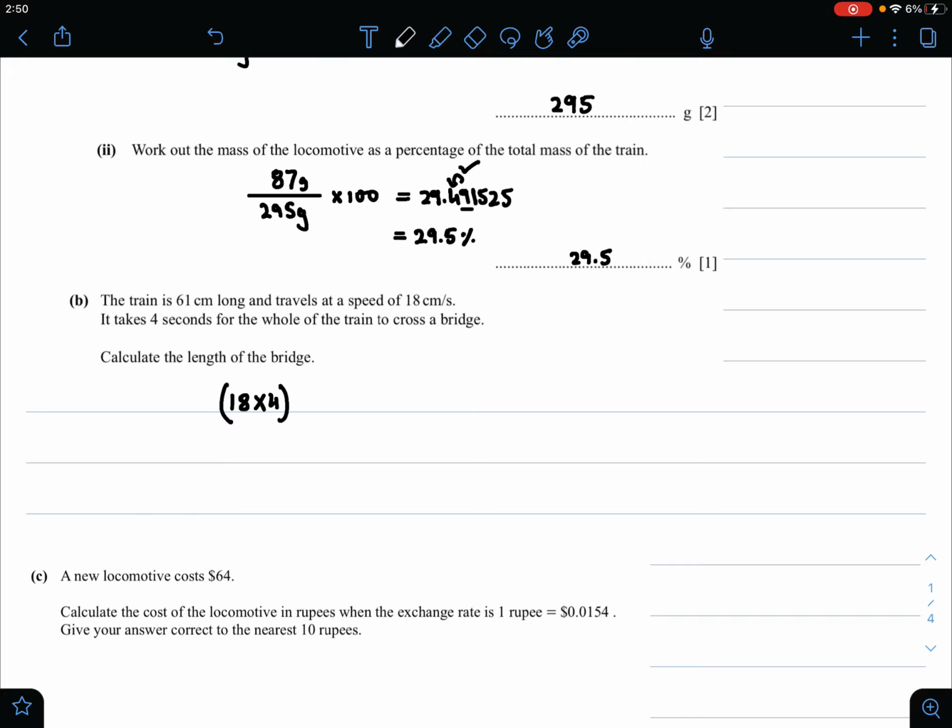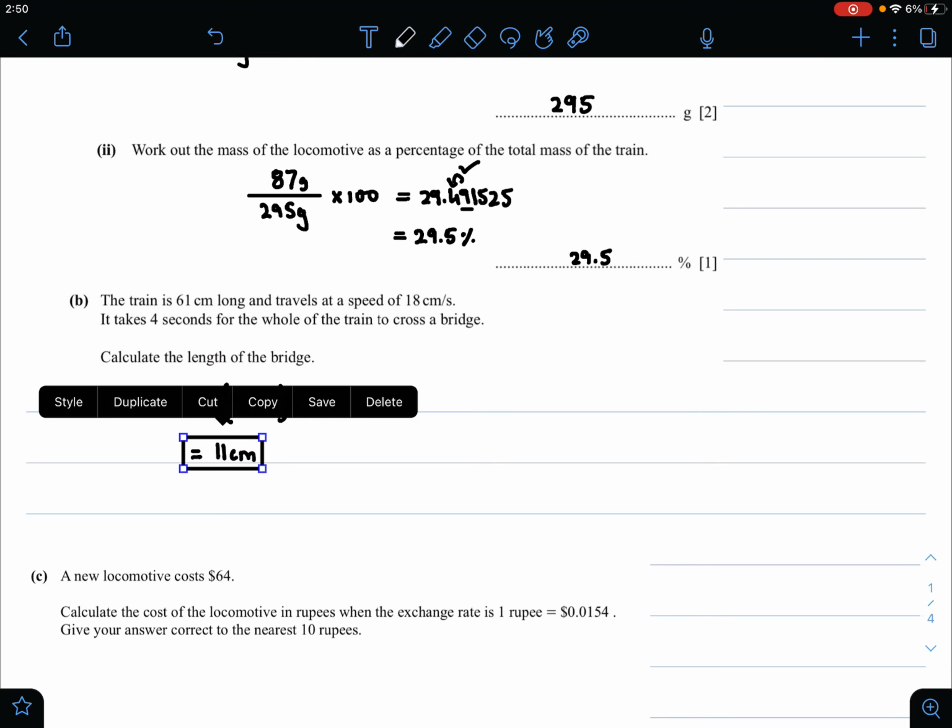Now this would be the length of the bridge plus the train, because we are using the speed of the train and we are using the amount of time the train takes to cross the bridge. Therefore we have to minus the length of the train from this entire distance to calculate the length of the bridge, because 18 multiplied by 4 is actually the length of the bridge plus the length of the train. Therefore if we minus the length of the train, we will get the length of the bridge. So 18 multiplied by 4, which is 72, minus 61, which is 11 centimeters. And therefore 11 centimeters will be your final answer for part B of this question.